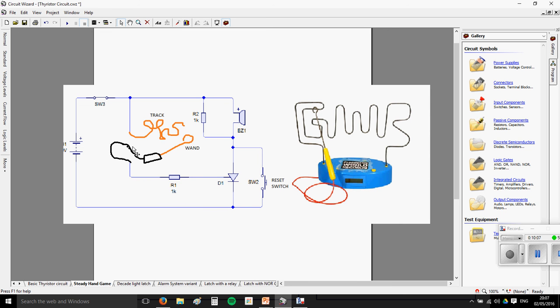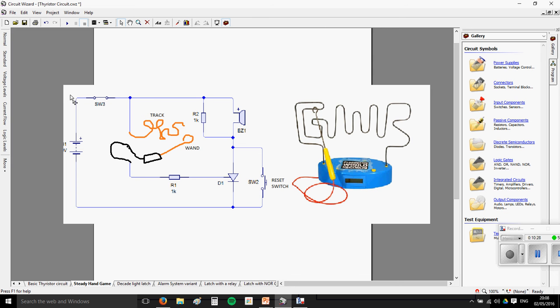But basically, if you take that switch that used to go in there and put one end of where that switch would be wired to the track, and the other end of where that switch would have been wired to the wand, the bit you move around the track, then if you touch the wand to the track, you make a connection, you trigger your thyristor, and the buzzer comes on. That would be your reset button.